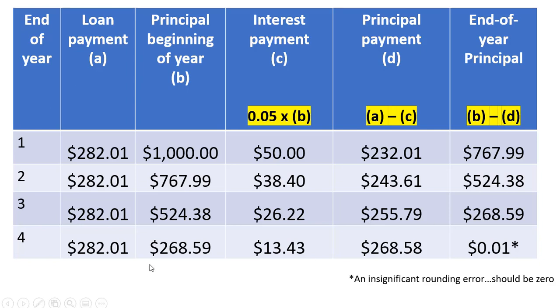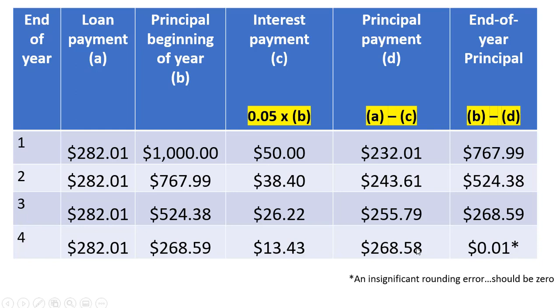So we finally get into our last year. You have $268.59 of the loan outstanding. 5% of that for a year means you'll have a $13.43 payment for interest. So you'll be paying off then $282 minus $13.43, the remainder of the loan. There's a small rounding error. I'm just going to ignore that.